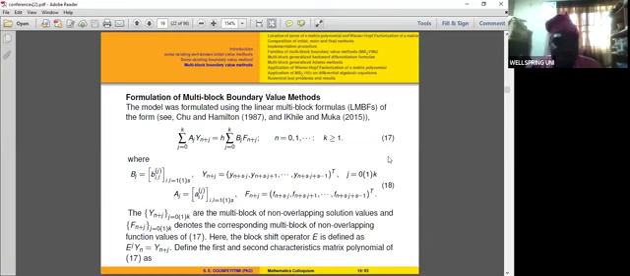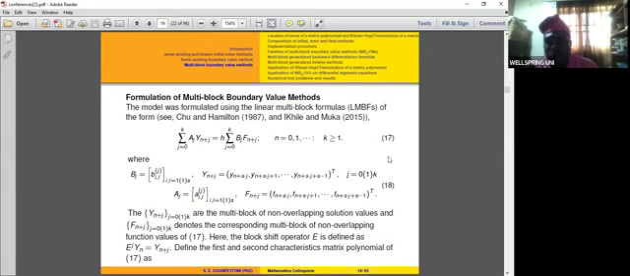When you say multi-block boundary value method, we are starting with the conventional initial multi-block method of Chu and Hamilton and Ekele and Muka 2015. The method is given in equation 17, where there are coefficients, and the block solution value and function value are as well given in equation 18. Here, Yn plus J are multi-blocks of non-overlapping solution values.